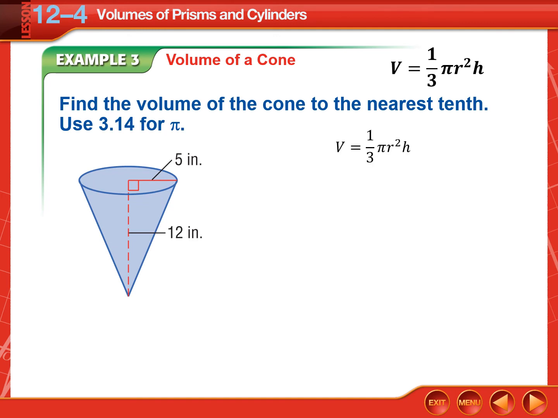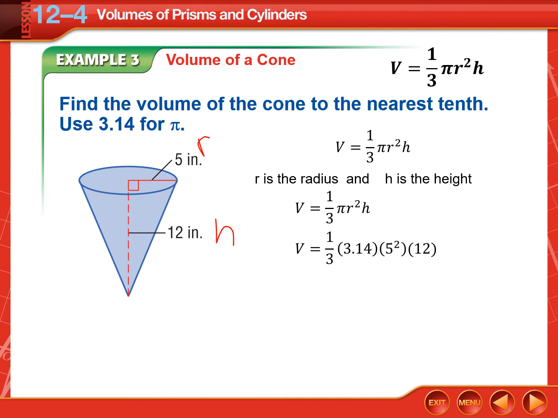So again, I can substitute. Here we have our radius, and then here we have our height. We're just going to substitute into the formula and multiply it out. So we have 1/3, we have 3.14 for our pi, and we have 5 for radius squared, and we have our height. And we're just going to multiply all of that out. Using the calculator, figure out what 5 to the second power is first, 25, and then also figure out what 1/3 is, which is 0.333 if you want to use it.